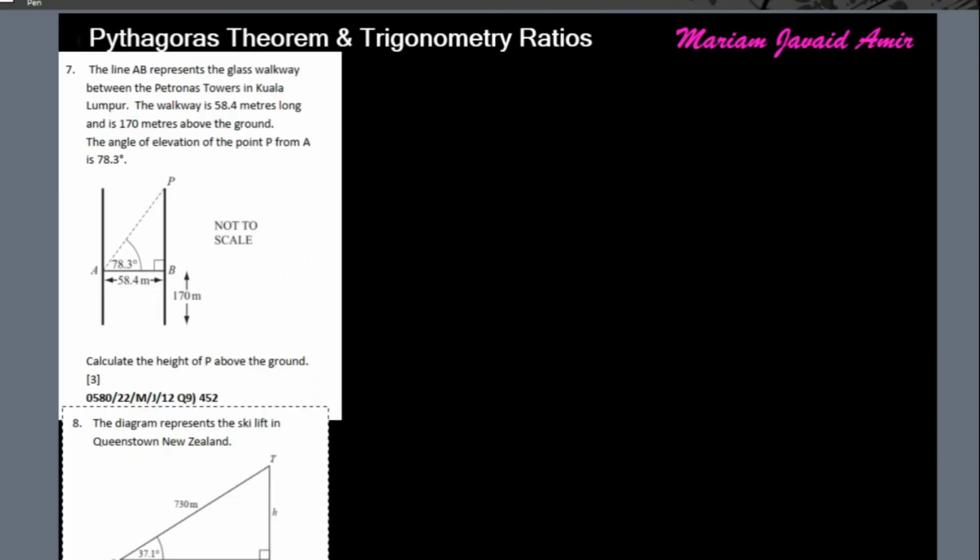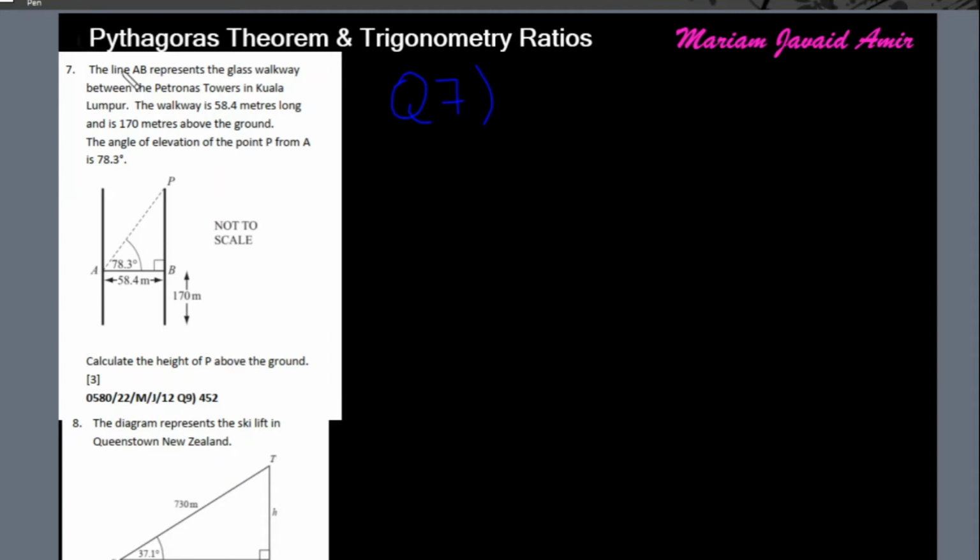Question number 7. The line AB represents the glass walkway between Petronas Tower in Kuala Lumpur. The walkway is 58.4 meters long and 170 meters above the ground. The angle of elevation of point P from A is 78.3, so just consider it as a normal angle, PAB. Calculate the height of P above the ground.